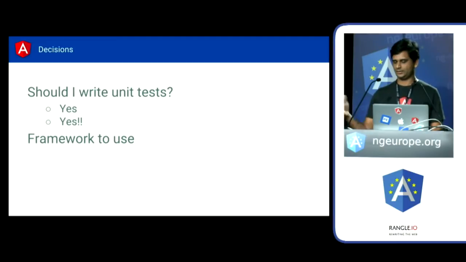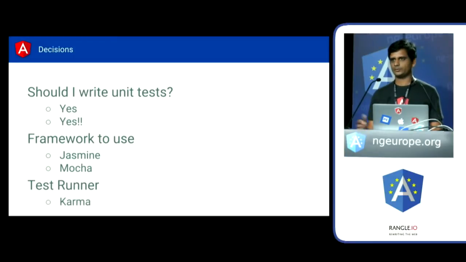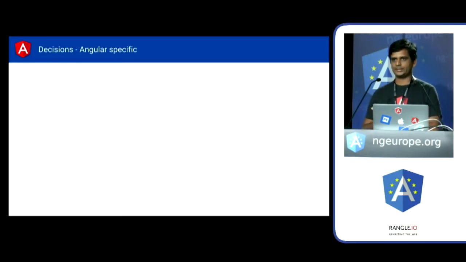What framework you use is completely up to you, whatever you are comfortable with. Currently the Angular team itself uses Jasmine a lot, and we have made it such that it can work with Mocha. We haven't tried anything else, but it should work with any test framework that you choose to use. And then the test runner: again, the Angular team has a preference for Karma, but if you have a preference for some other JavaScript test runner, you should be able to use it.